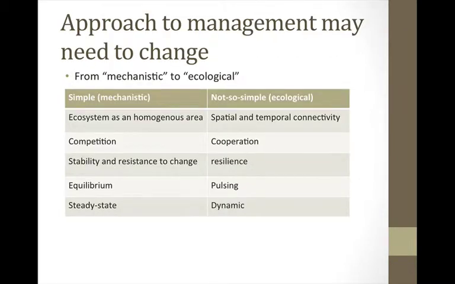One of the points is that we're going to have to manage them by starting out thinking that they're not so simple. If we think they're just simple mechanistic machines where we push a lever and something happens, that's probably not going to go very well. For example, do we think of the ecosystem as a homogeneous area where everything obeys the same rules and does the same thing? Or is there a lot of spatial and temporal connectivity that's important in our analysis?